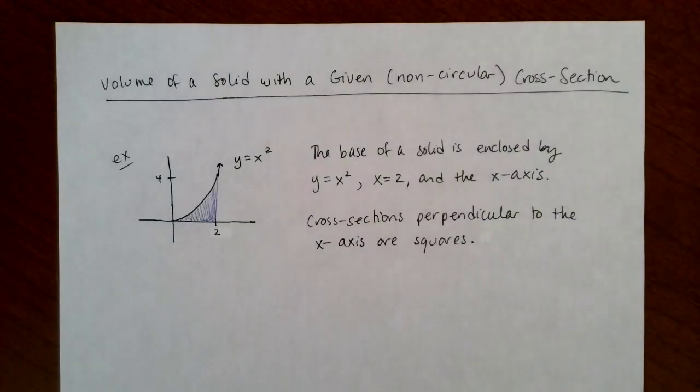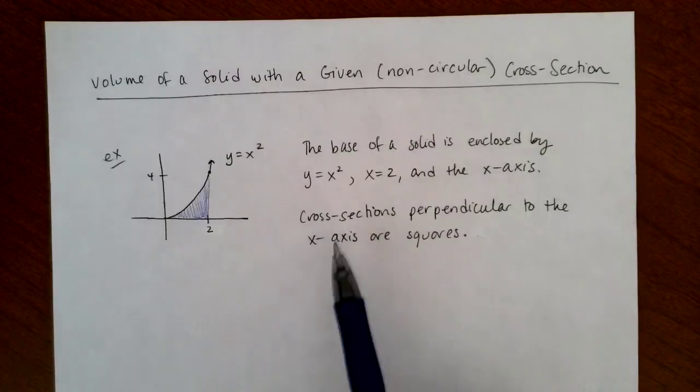Let's talk about how to compute the volume of a solid with a given cross-section that's not a circle. This is still using what we were calling the disk method in section 6.2, but it's not for a solid of revolution. So problems of this type will look like what you see here.